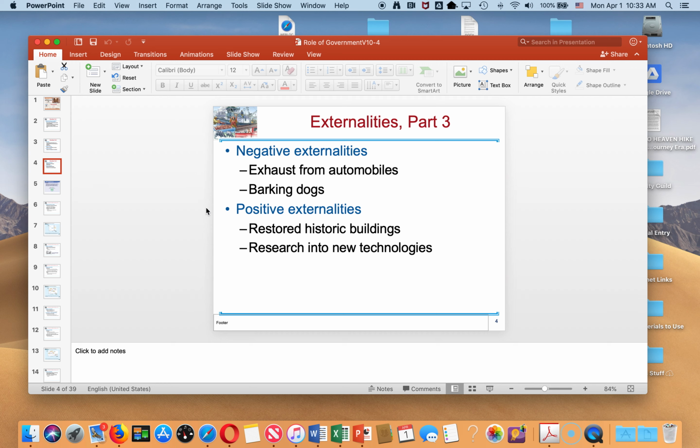So negative externalities, some examples: exhaust from automobiles and barking dogs. These things both have adverse impacts upon the third party, not necessarily the dog owner or the automobile driver, but the person who's hearing the barking dog and smelling the exhaust from the automobile. Now, positive, there's beneficial. People who restore historic buildings, research into new technologies. These are actions that can benefit the third party, benefit society as a whole.